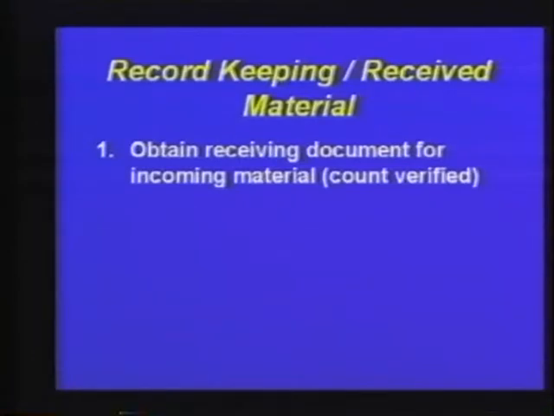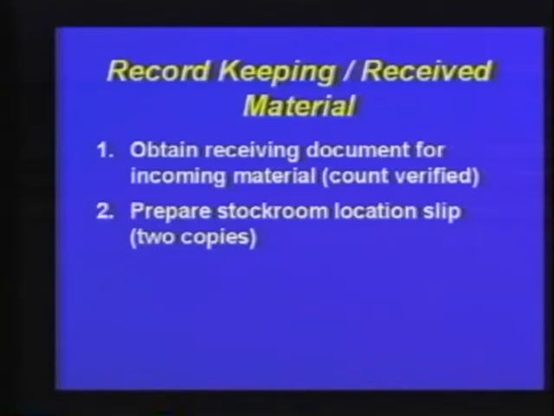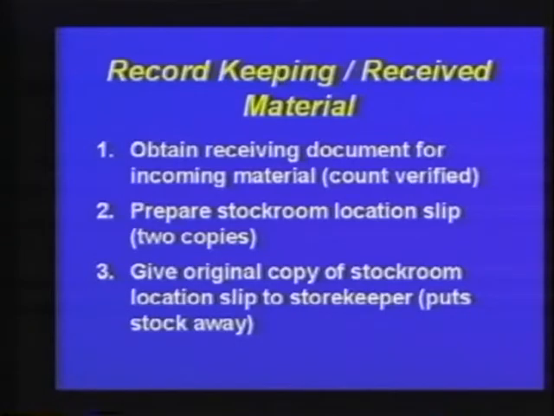The first thing we want to do is obtain a receiving document for incoming material. That is step number 2 in the previous exhibit. We want to prepare a stockroom location slip. That is a 2-part self-carbonizing form in a manual environment, and that's the document that is on the next page. We're going to give the original copy to the storekeeper, and the individual that's going to put the material away will have the other copy.